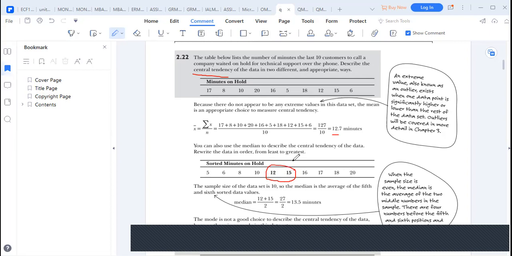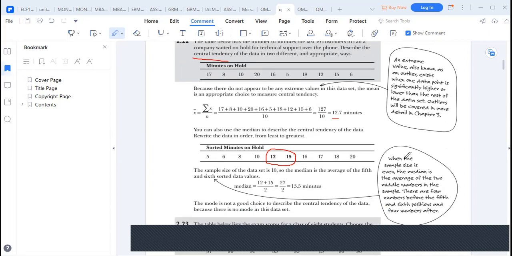So what do we do? When the sample size is even, the median is usually the average of the two numbers in the middle. So when we have an even number like 10, 20, 30, just know that there'll be two medians, so you find the average of them. Since there's 10 here, half of 10 is 5. So just know it's the 5th and the 6th, you add them and average them. So 15 plus 12 is 27, and 27 divided by 2 is 13.5.